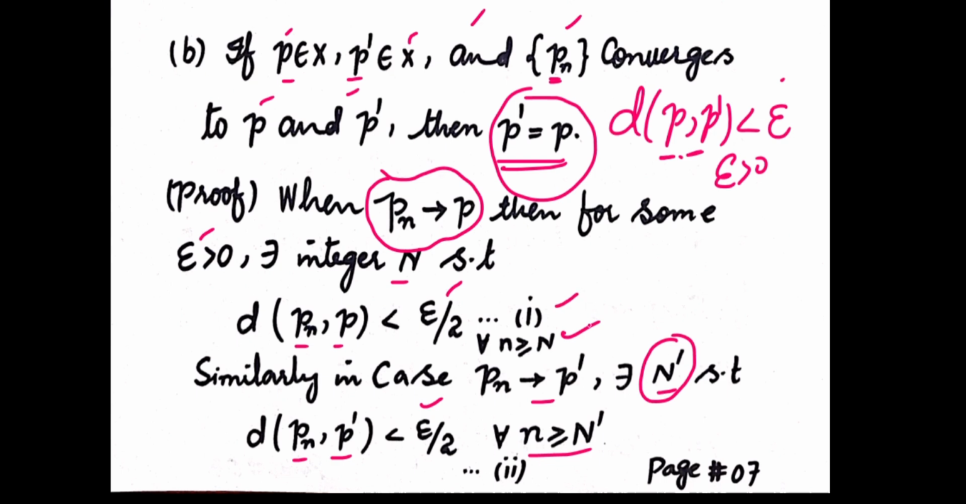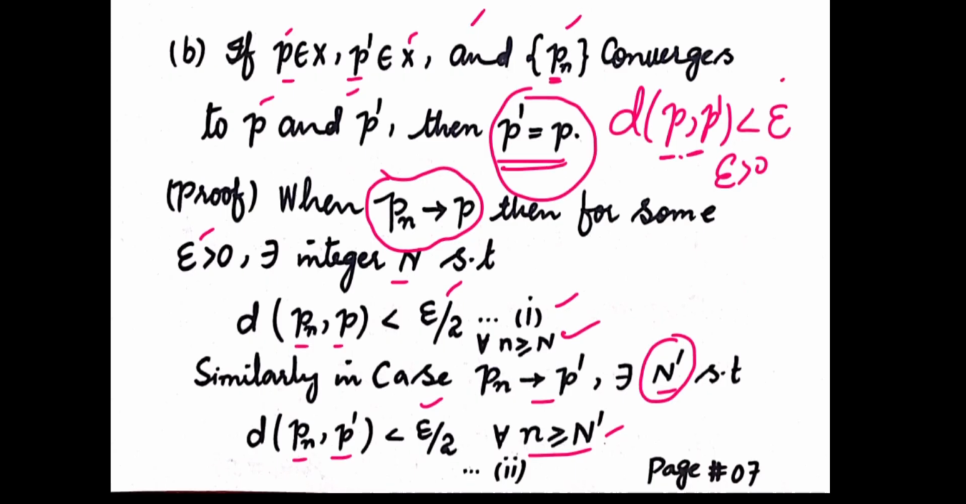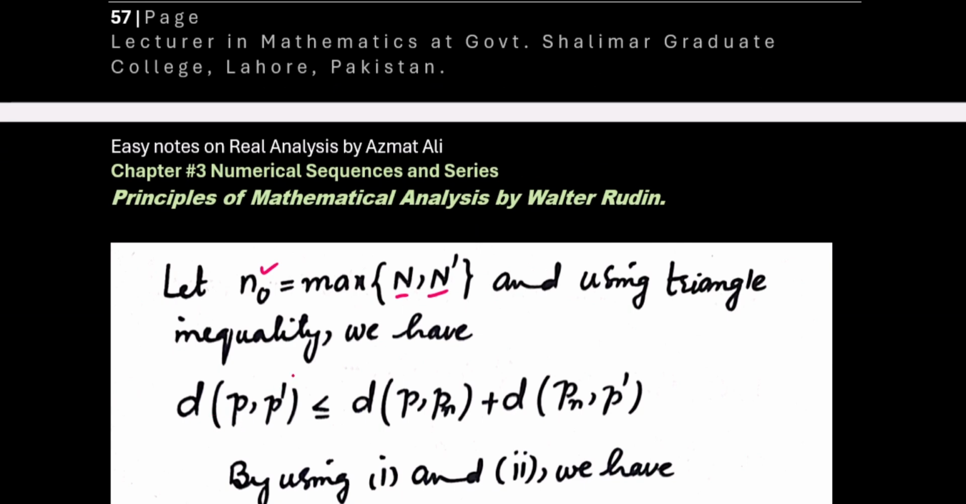Say this is inequality number 1 that contains an integer capital N, and this inequality number 2 that contains N prime. We take the maximum of these two numbers, denoted by N naught, and using the triangle inequality, as we have discussed, I have to show this distance is less than epsilon. So I will use the triangle inequality for this expression. d of P and P prime is less than or equal to the distance of P to Pn, and from Pn to P prime.